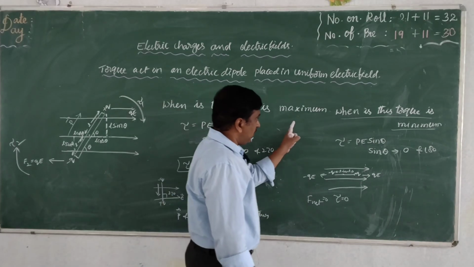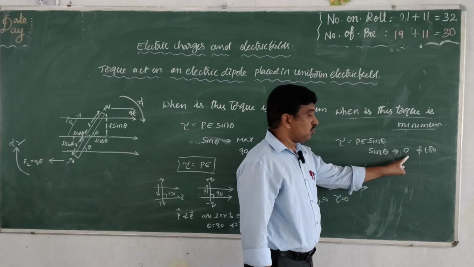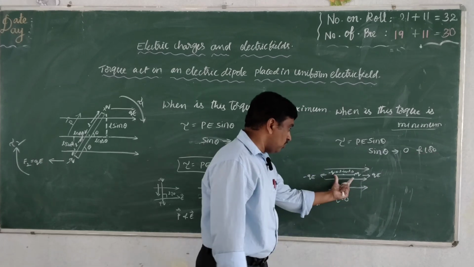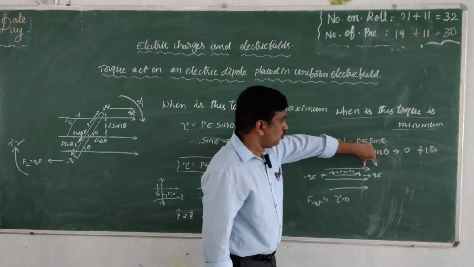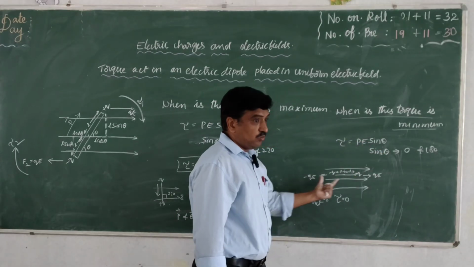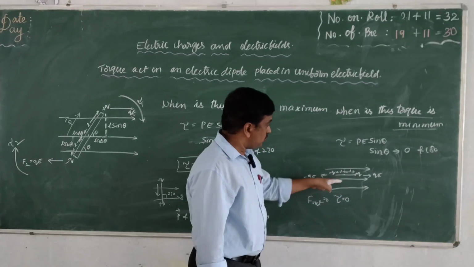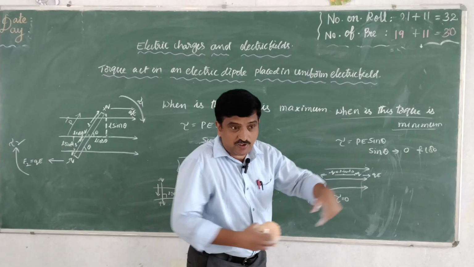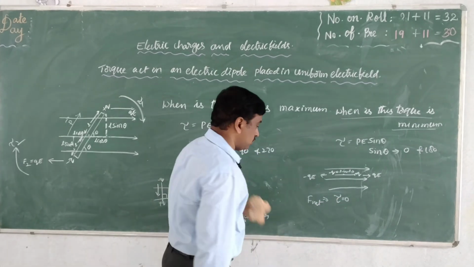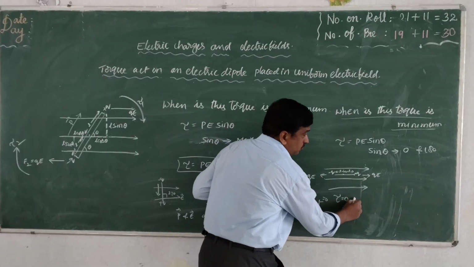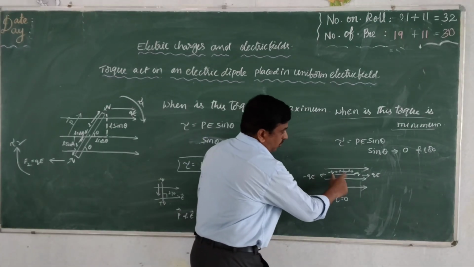Again, listen. When is the torque minimum now? Two cases: theta equal to 0 and theta equal to 180 degrees. Theta equal to 0 means the electric dipole is along the electric field. In that case, the two forces acting, qE and minus qE, are equal in magnitude, opposite in direction, and in the same line of action. Same line of action means F net equals 0 and torque equals 0, both are 0. F net is always 0, torque also 0, because both are in the same line of action. So in this case, no torque is acting.